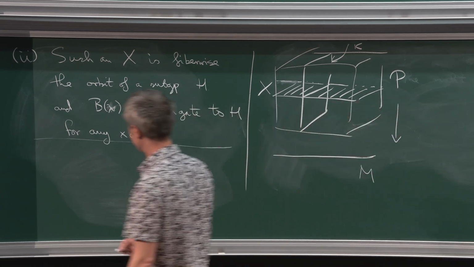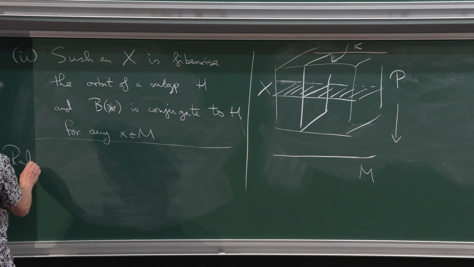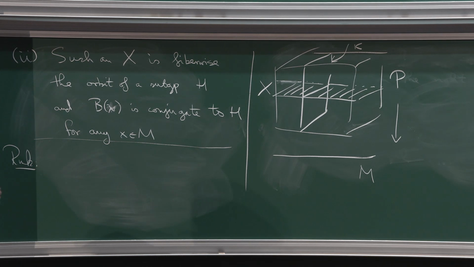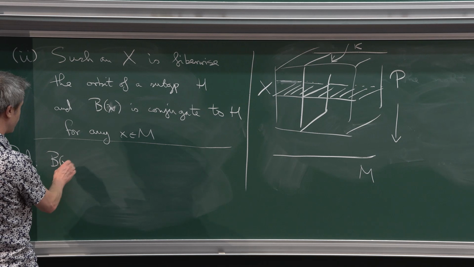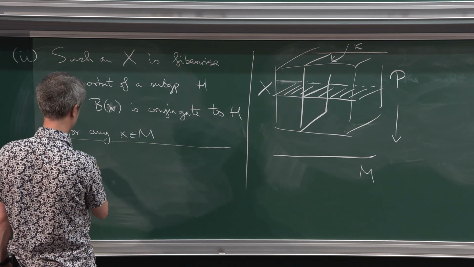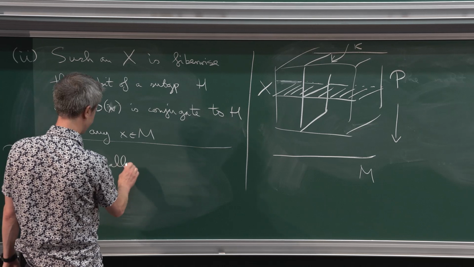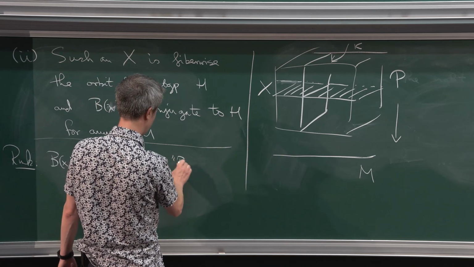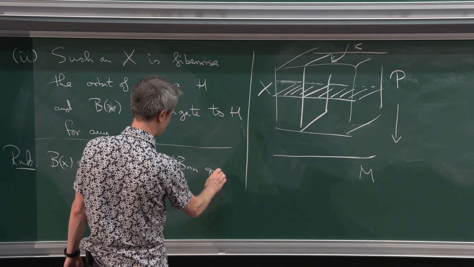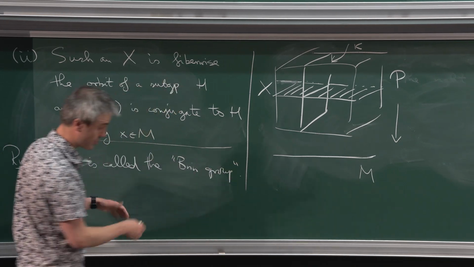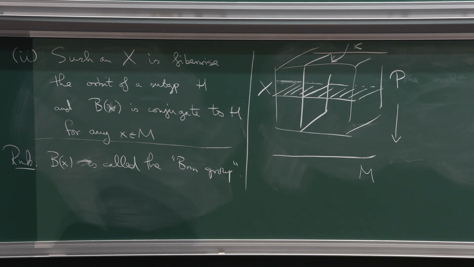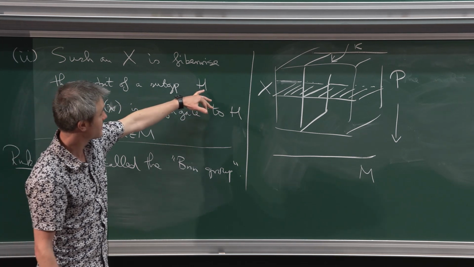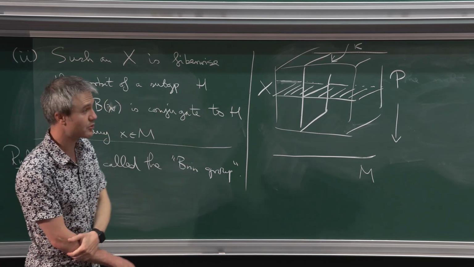So maybe I should remark that this is not standard terminology, but B of X, we're going to call the Brin group. So Brin was one of the first people to study the ergodicity of frame flows and questions related to that. And he essentially defined something like the Brin group, although he was more interested in the version of it that did not depend on the base point, this group H.